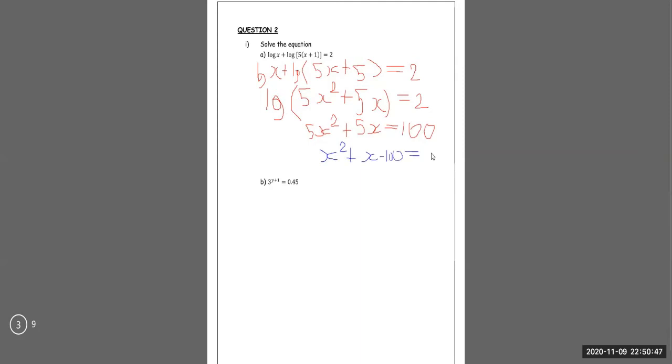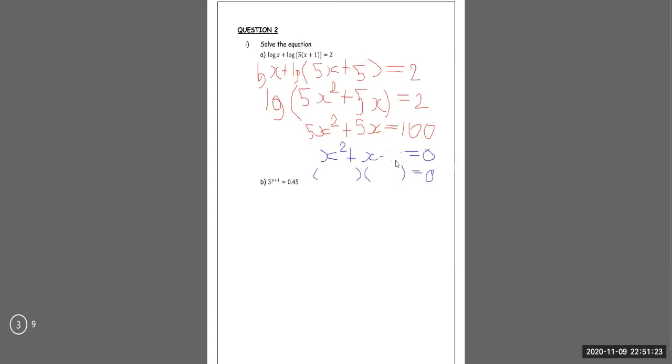Can we factorize this? Maybe, let's check it out. Which two numbers, when we times them, we get negative 100, but when we add them, we get 1? Negative 50? Sir, negative 100 divided by 5 is negative 20. Thank you, I was just saying this number is too big to split.